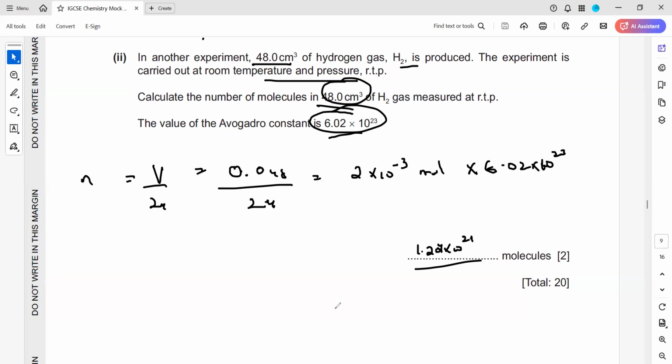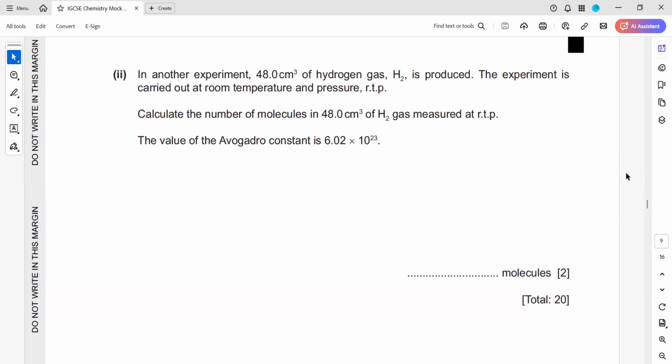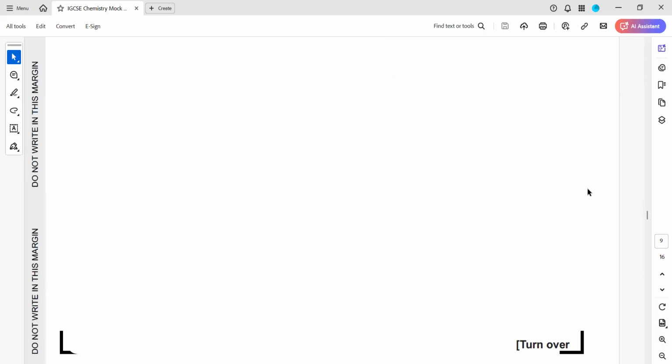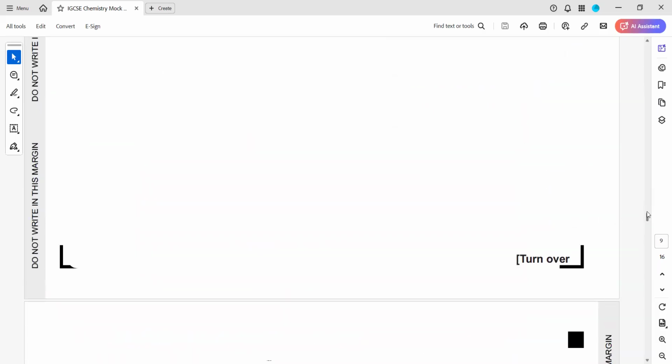So that is how you worked out the moles and the number of particles. The next session will continue this mock's remaining questions.